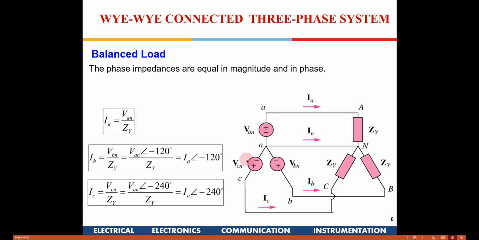But if there is an inductive or a capacitive element, then VAN and IA won't be in phase. So these three voltages will be 120 degrees apart from each other. Similarly, the three currents will be 120 degrees apart from each other, and the magnitudes of these three will be the same. The voltage and the current can differ in phase from each other based on the kind of load you have connected.